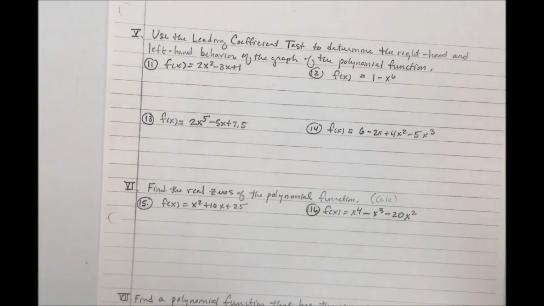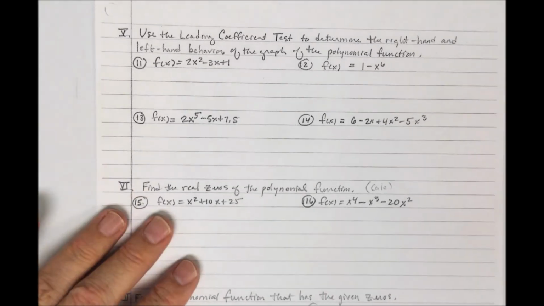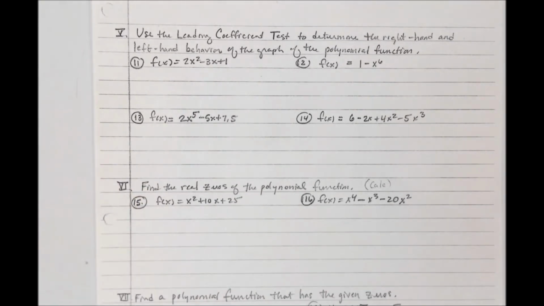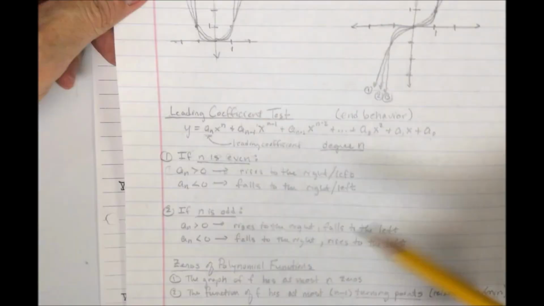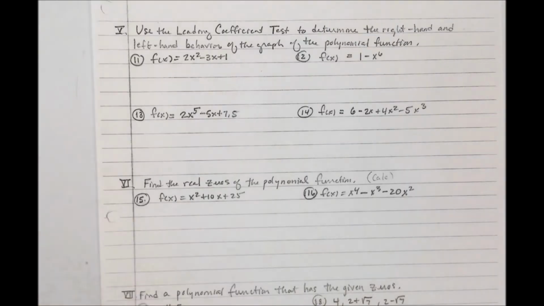I know that this video is already longer than you want it to be, and I'm only halfway done with the problems, but I'm just trying to show you a little bit of everything here. Now these next 4 problems actually go pretty fast because you're using the leading coefficient test, which I talked to you about earlier, about if the degree is even or odd and if the lead coefficient is positive or negative. It says use the leading coefficient test to determine the right hand and left hand behavior of the graphs, or sometimes they're called end behavior, of the graph of the polynomial function.